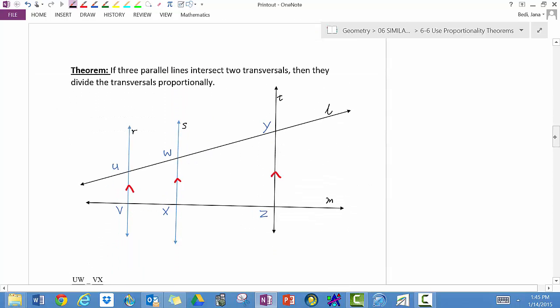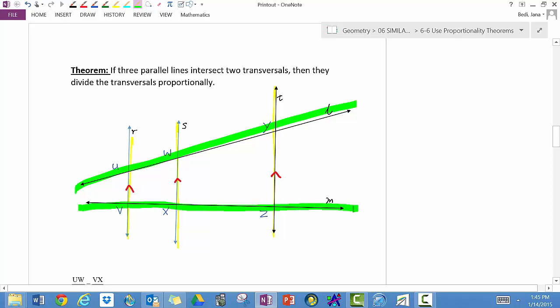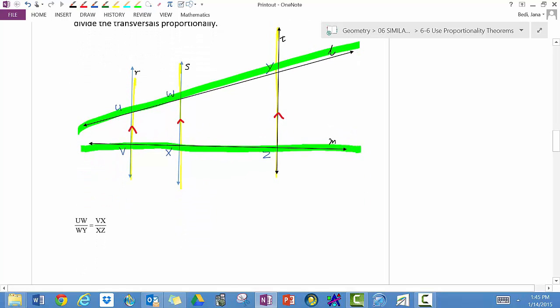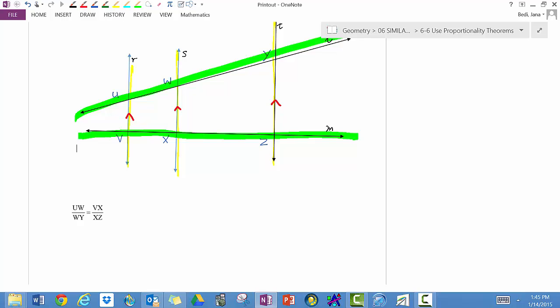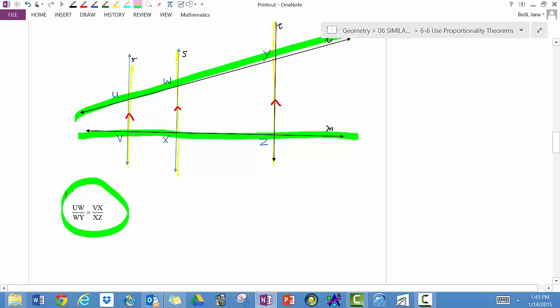Now we have three parallel lines. So these are your parallel lines, 1, 2, 3. And we're saying if they are intersected by two transversals, and these are your transversals, then you divide those transversals in a proportion, and if you follow the pattern of the triangle proportionality, you get UW over WY equals VX over XZ.